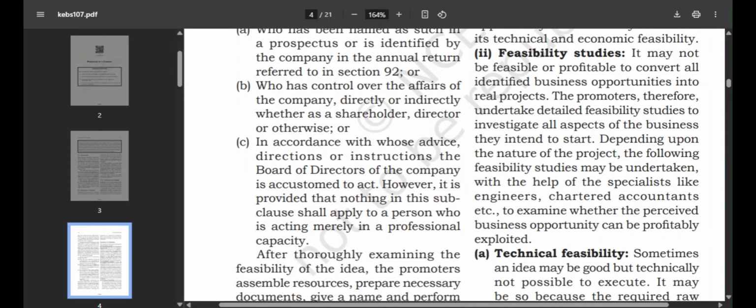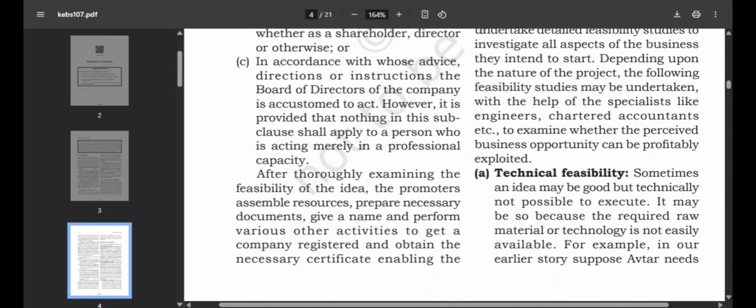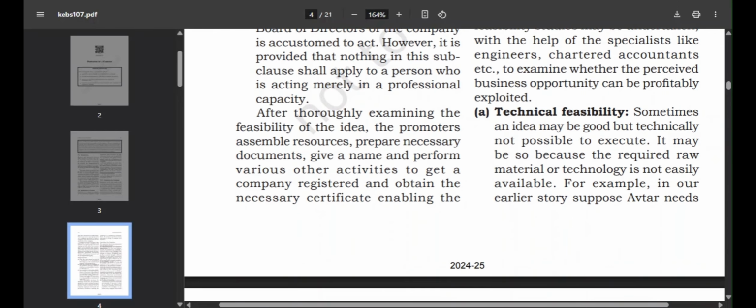They study in depth how the company should be executed in a way that is feasible. Depending upon the nature of the project, the following feasibility studies may be undertaken with the help of specialists like engineers and chartered accountants, to examine whether the business opportunity that you are thinking of can be profitably exploited. So first is your technical feasibility.